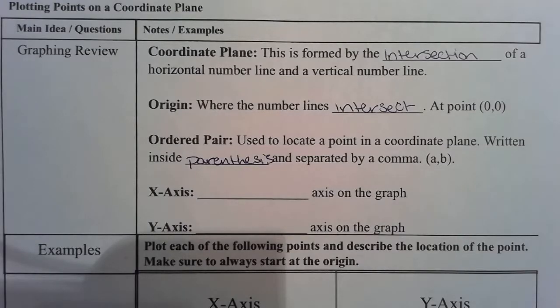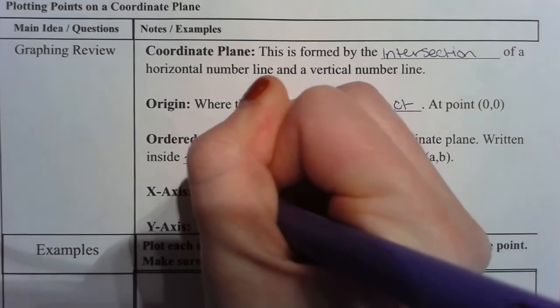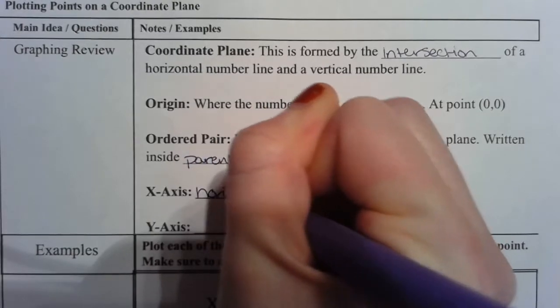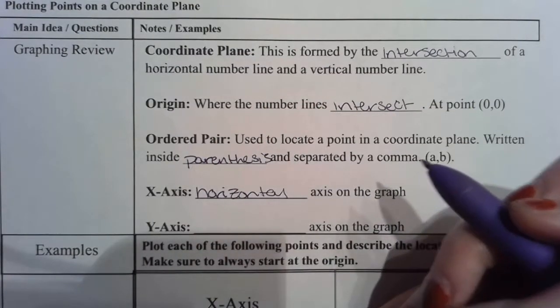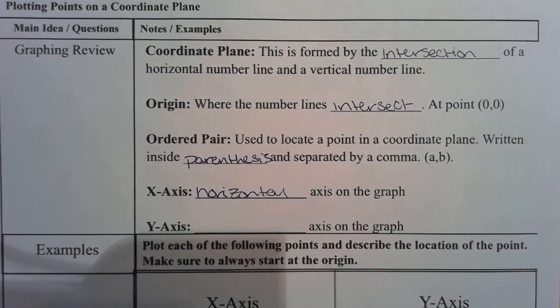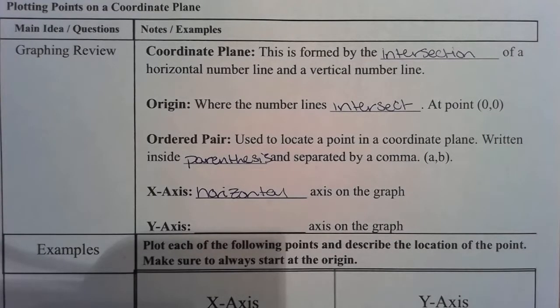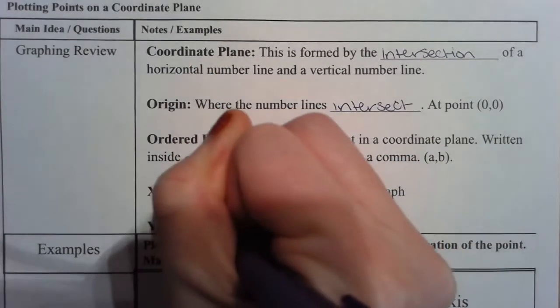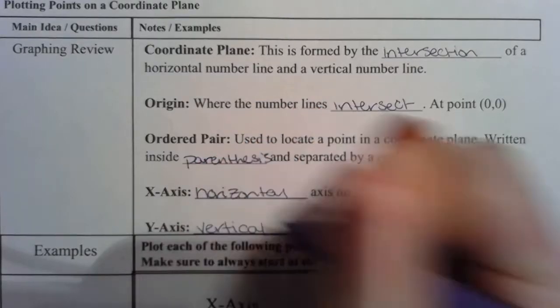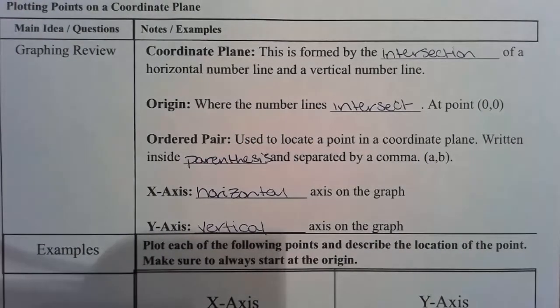The x-axis is the horizontal axis on the graph. And similarly, the y-axis is the vertical axis on the graph. Okay, let's do a couple of examples.